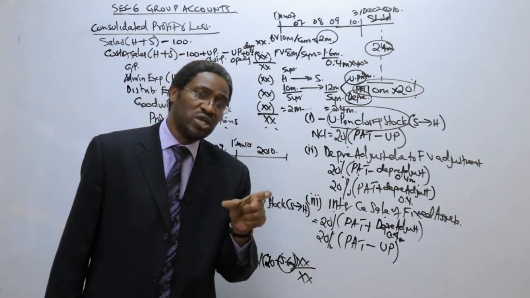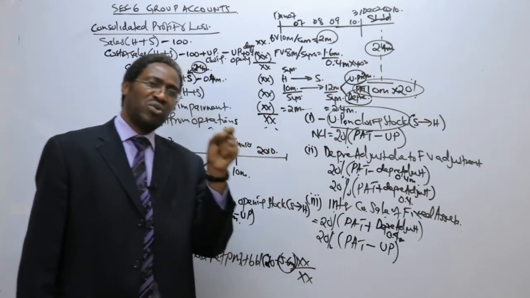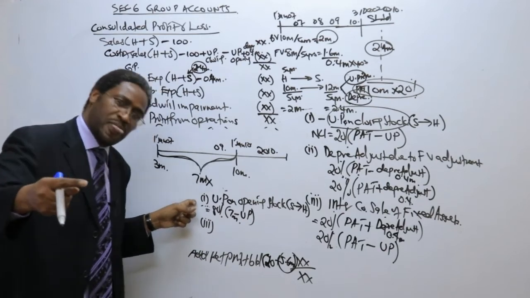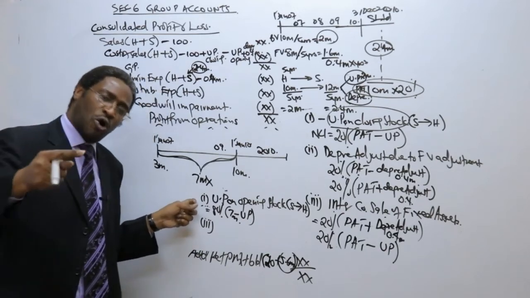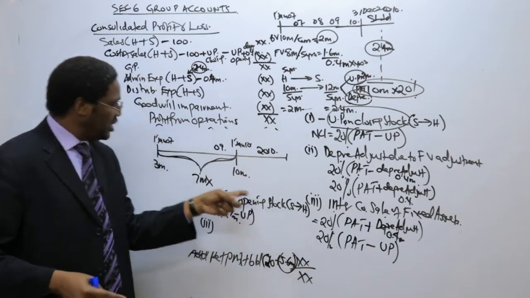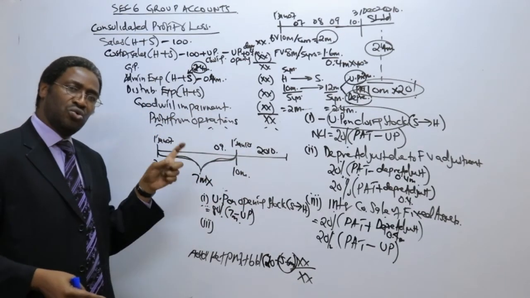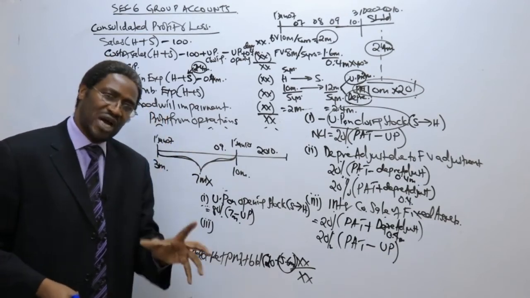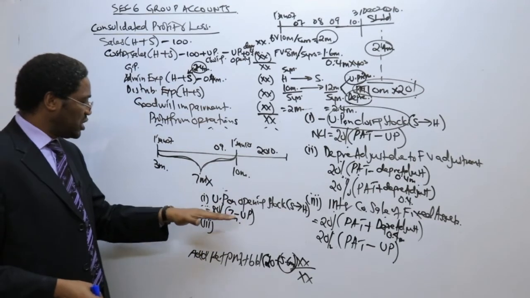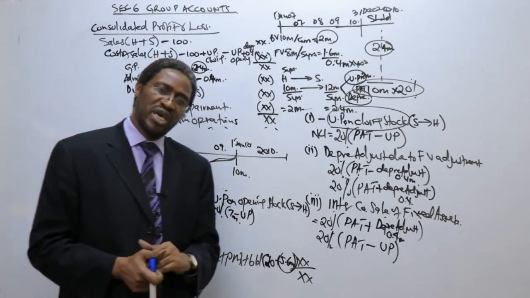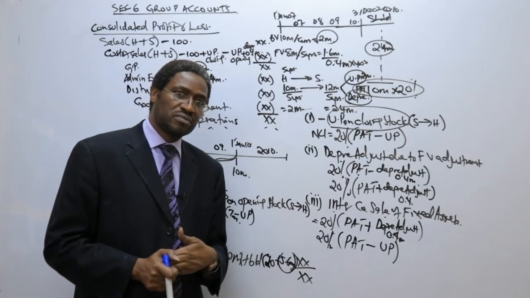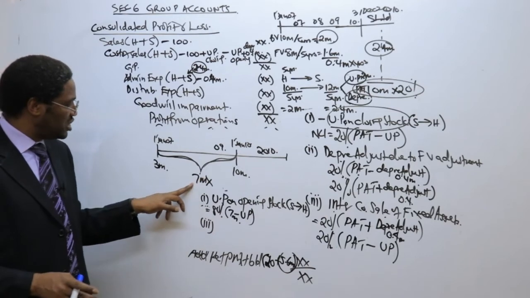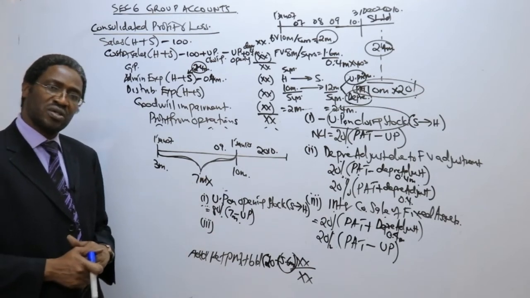I hope you have understood that point, that when you have unrealized profit on opening stock, you don't just take 80% of the 7. No, you first get the pure profit brought down. Once you get it, now you take 80% of that profit. That's one scenario where you do not just take 80% of the 7 million. No. Which is this other one?